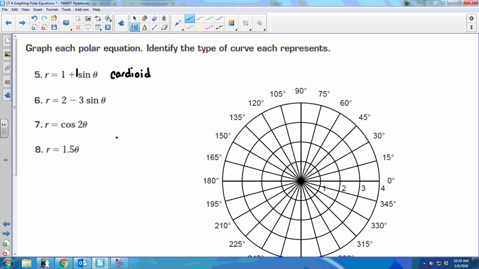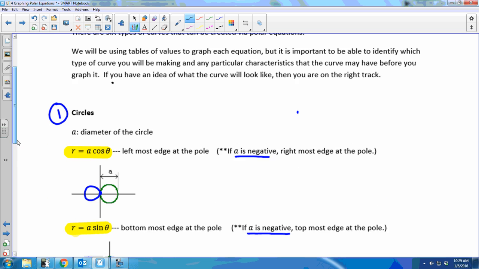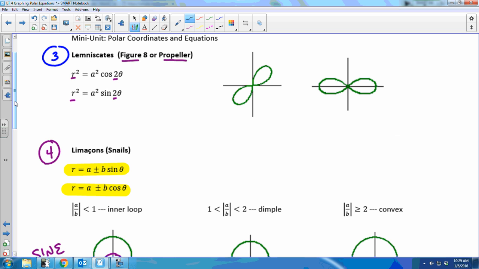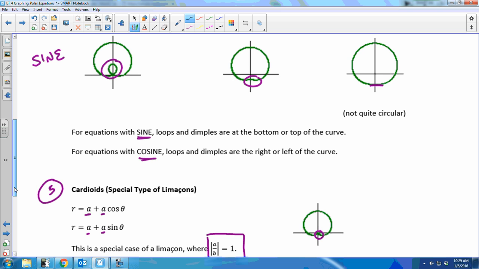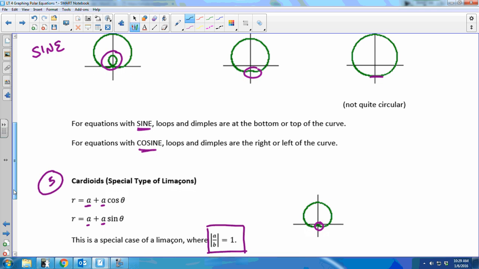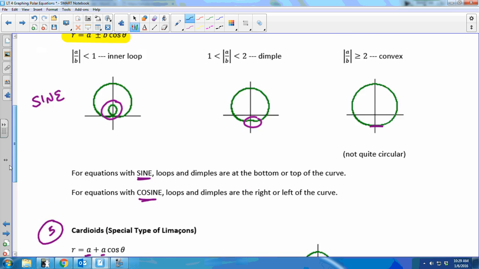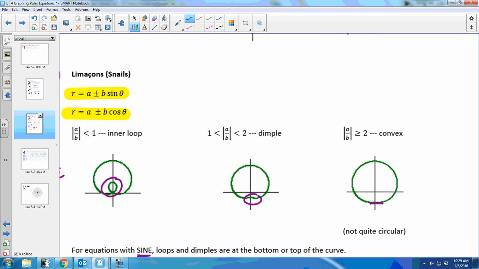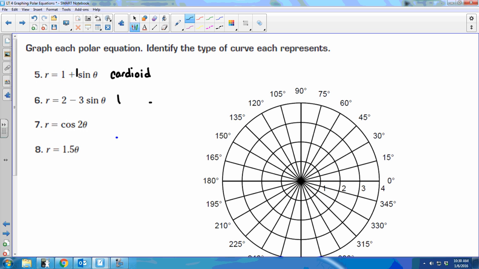I have r equals 2 minus 3 sine theta, so it has to have a minus sign in it. So again, going through these, can't be a circle, can't be a rose, those don't have minus signs in them. Can't be a lemniscate, so it has to be a limacon. Can't be a cardioid, because the numbers aren't the same, you have 2 and 3. And it can't be a spiral. So it has to be a limacon. Is it making sense where I'm making these determinations from?